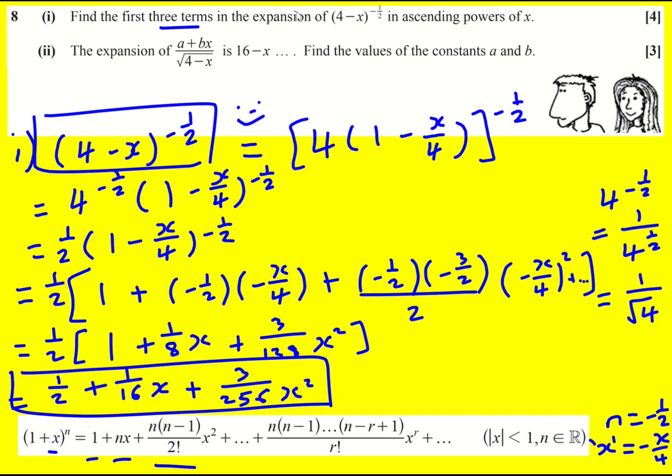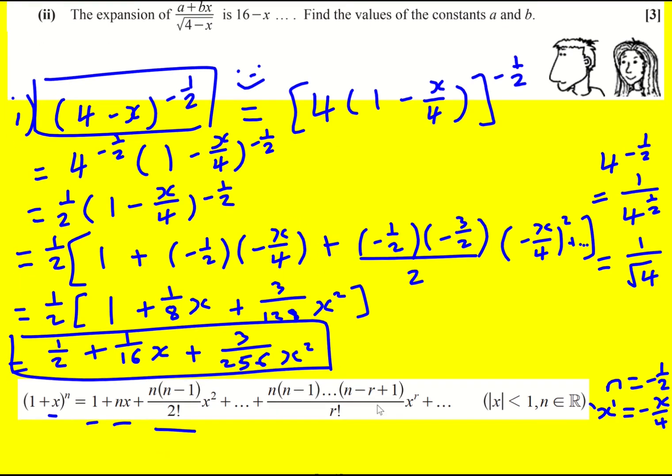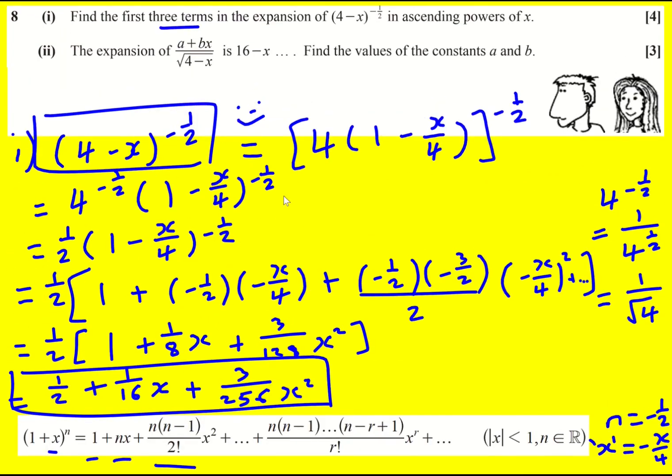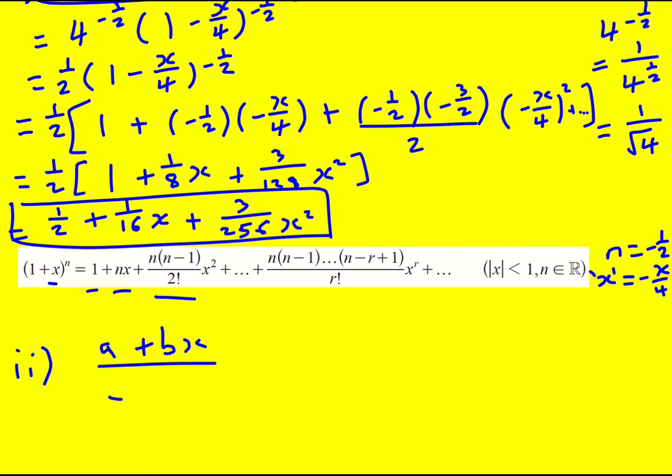In part 2, we're told that the expansion of a plus bx over root 4 minus x is 16 minus x, and to work out what a and b are. So this is an interesting take on this kind of problem, because often you get asked to actually expand the thing on the left, with a and b given, whereas here we're having to do a reverse and find out what a and b are.